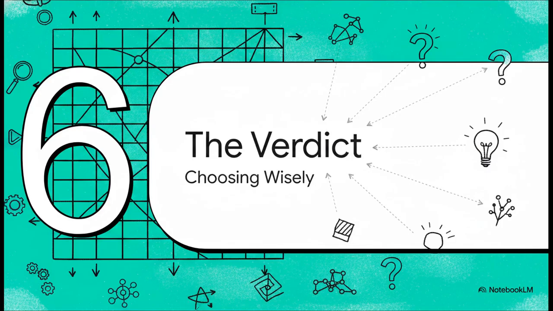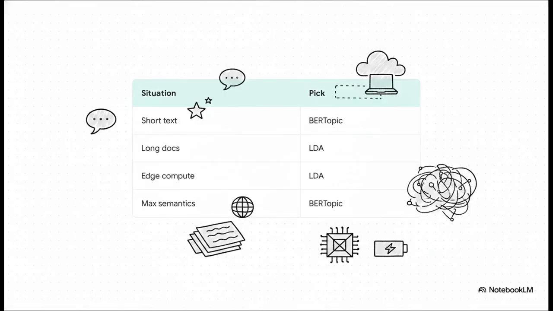Finally, Section 6, the verdict. Consider this your ultimate cheat sheet for your next project. The absolute biggest practical consideration you will face is document length. You've got to leverage BERTopic for short texts like tweets or customer reviews, or when you're integrating with a large language model and maximum semantic meaning is your top priority. But here's the catch. BERT neural network models physically truncate long text. They simply cut it off after a certain number of words.